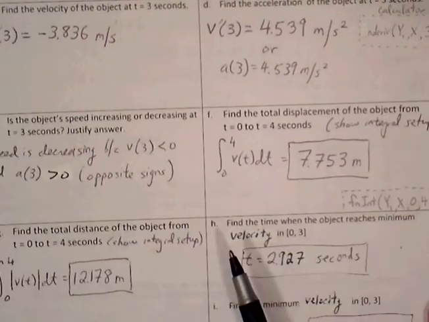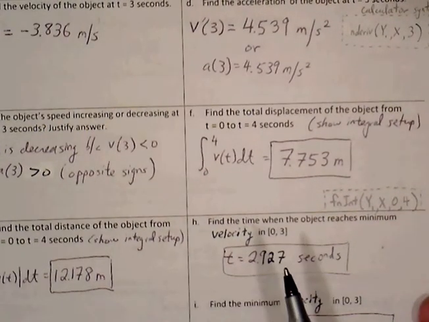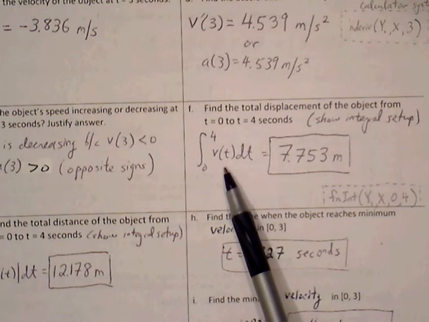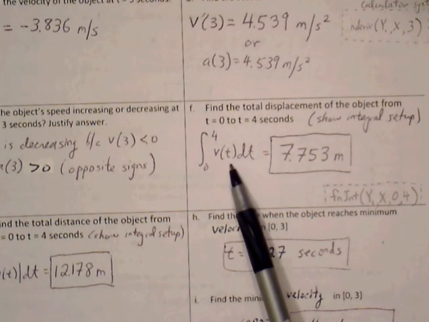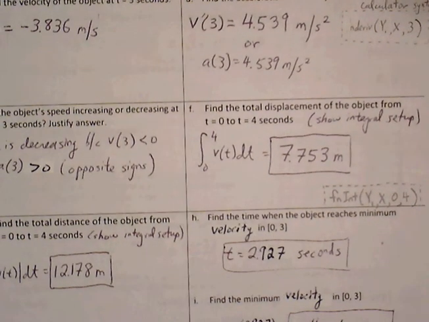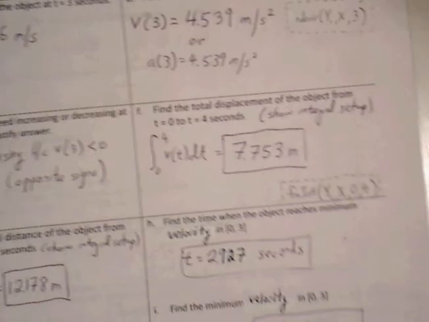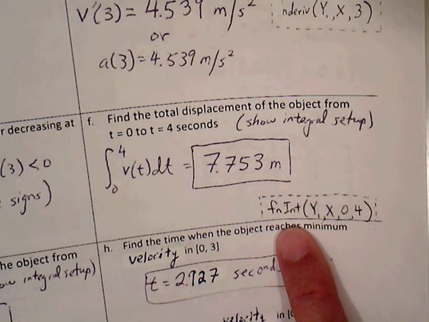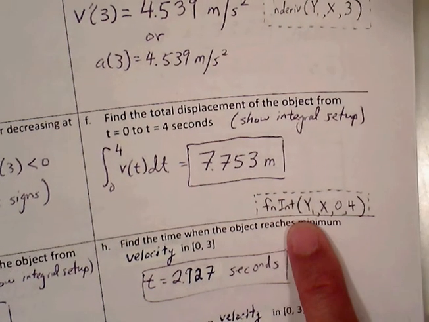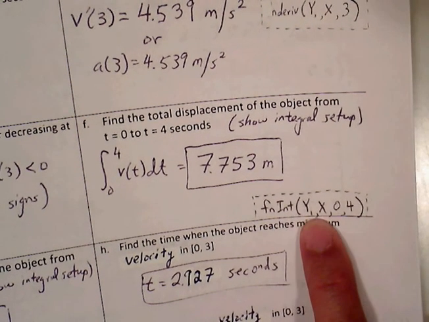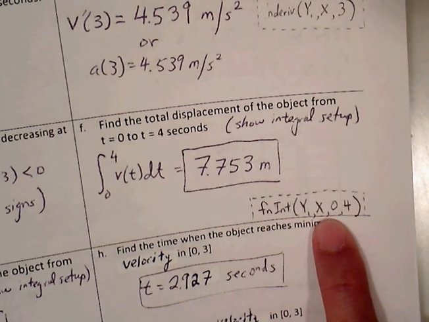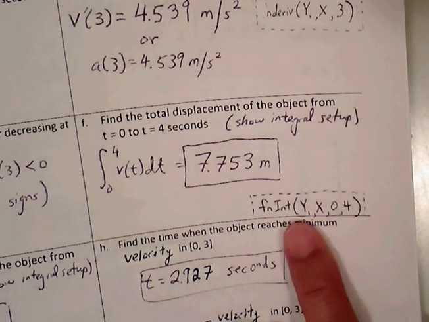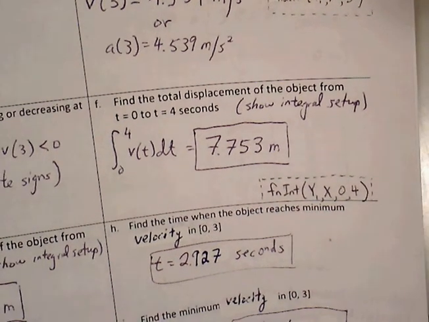Okay, part F, find the total displacement of the object from 0 to 4 seconds. So we can simply plug this in the calculator. Definite integral of velocity from 0 to 4. In your calculator, you can go to Math 9, which will then get you to the fnInt feature. Y sub 1 holds the velocity function. X is the variable. 0 is the lower bound, and 4 is the upper bound.